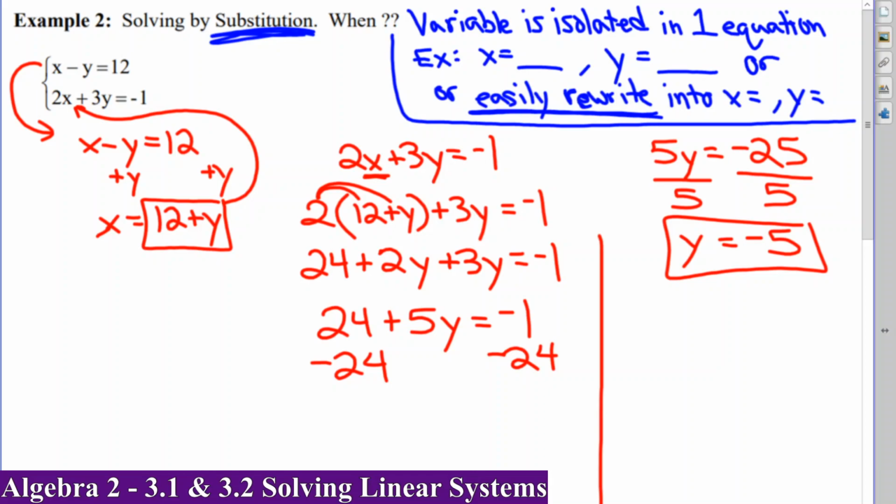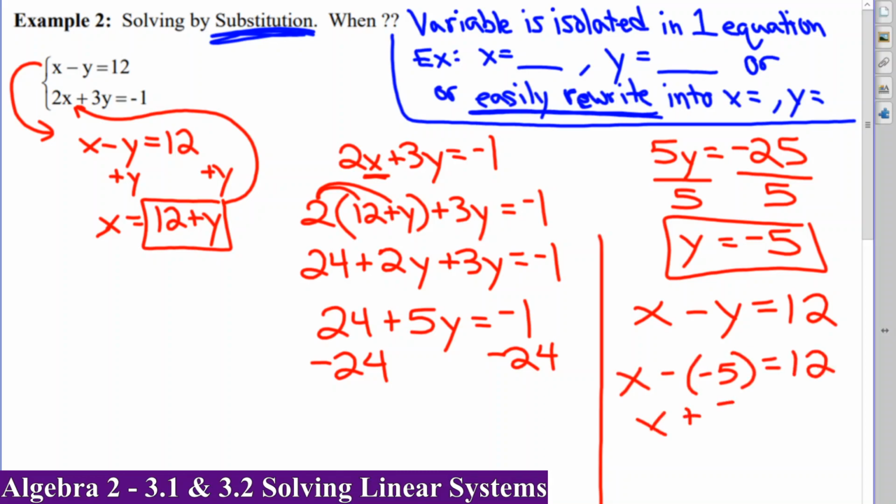Now let's see what happens when we plug it back into the first equation. So x minus y equals 12. I'm going to substitute negative 5 in for y. Be careful here and use parentheses, because it reminds us we're subtracting a negative 5, which turns into x plus 5. Then if I subtract 5 from both sides, we're going to get x equals positive 7.